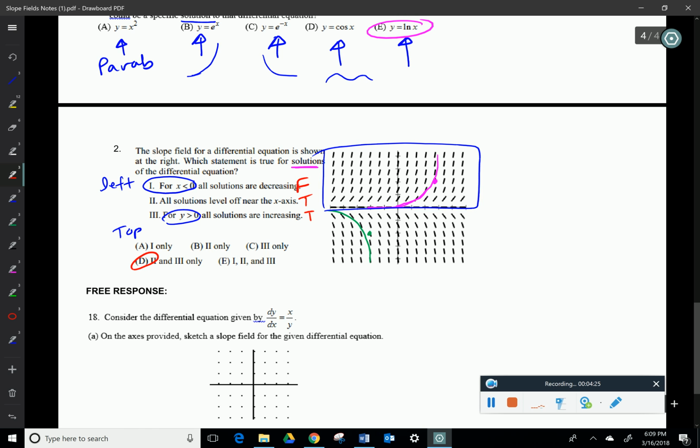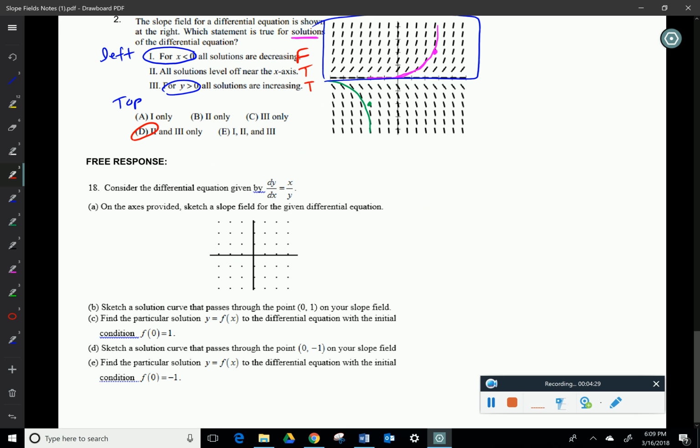It looks like we're looking at letter D. Okay, now here's how these kinds of things, just in general, slope field might look in a free response. So we're given the differential equation, we're given the derivative. It says on the axis provided, sketch the slope field for the given differential equation.